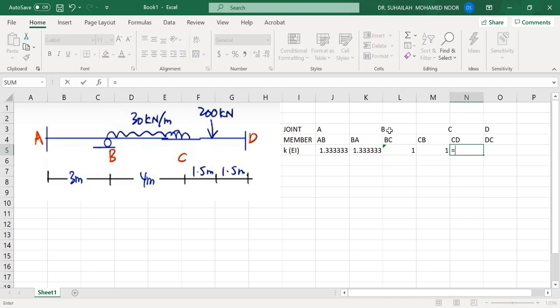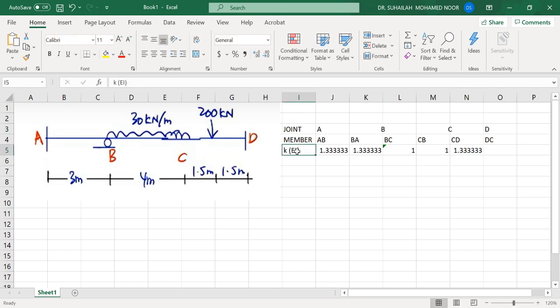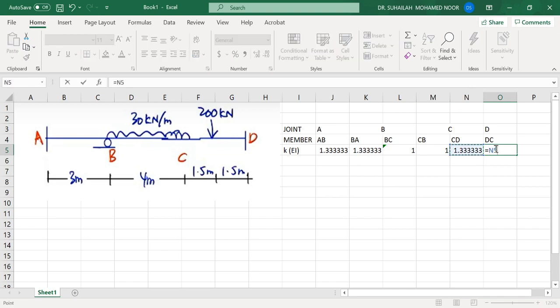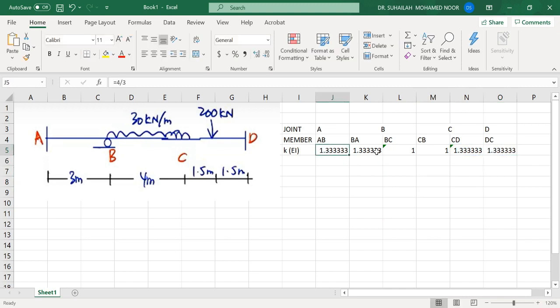For CD, it is again 4 divided by 3. I've put EI here, and later EI will be cancelled when we calculate the distribution factor. I will use up to 3 decimal points.